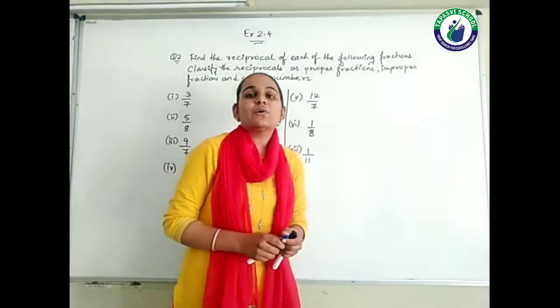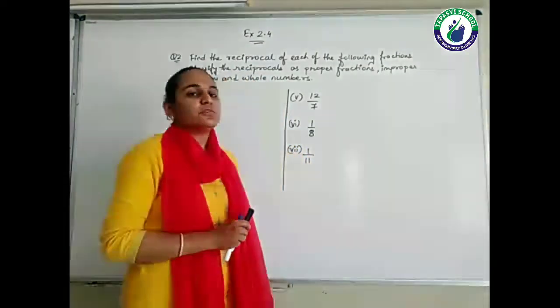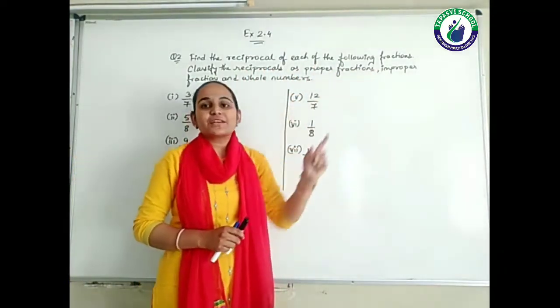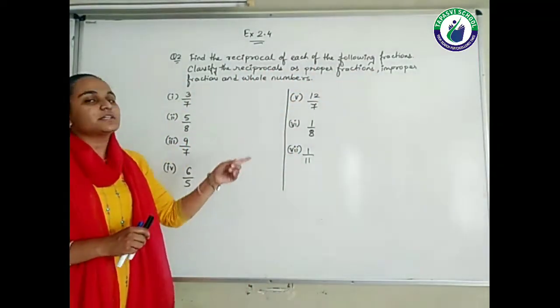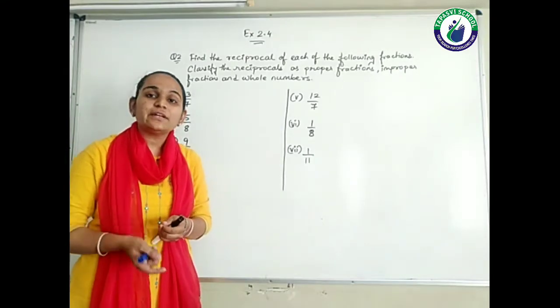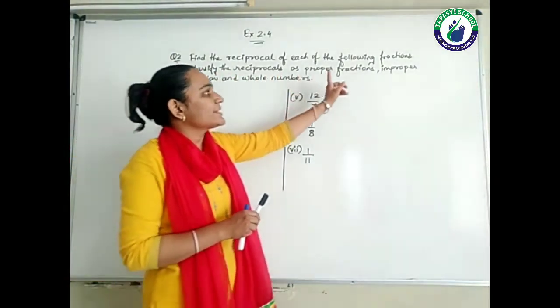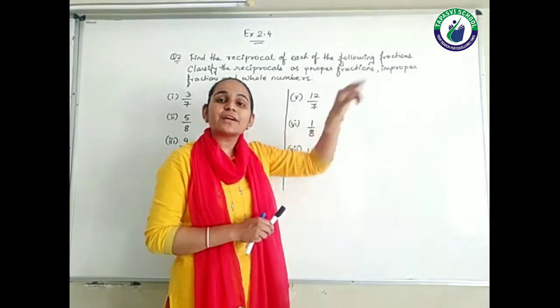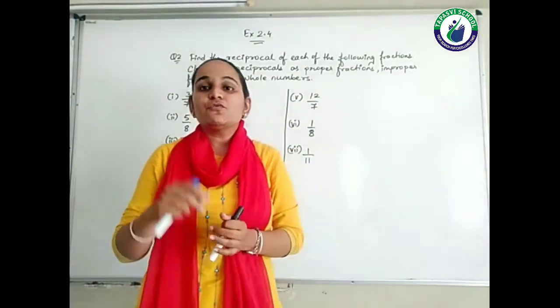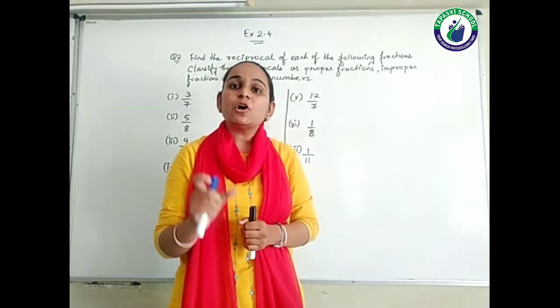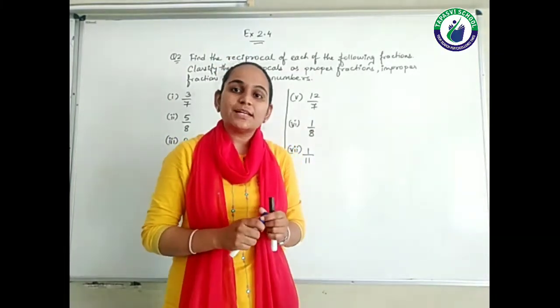Okay students, now let's see question number 2, right? Question number 2 is, find the reciprocal of each of the following fractions. That means you have to do the reciprocal of the fractions you can see here. Then we have to classify the reciprocals as proper fractions, improper fractions and whole numbers. So first find the reciprocal, then say whether it is proper, improper or whole. Is it okay? So let's begin.